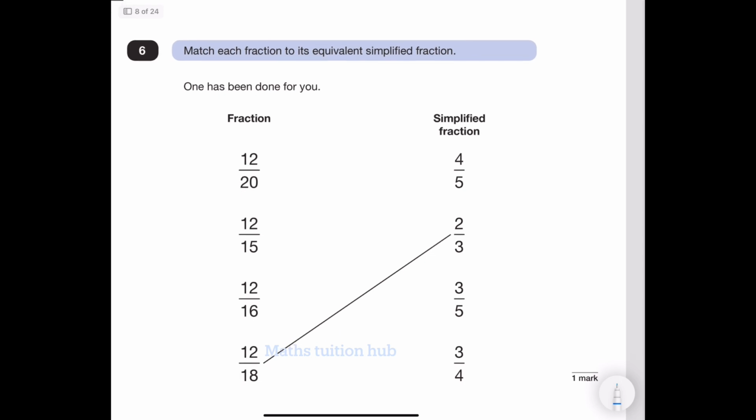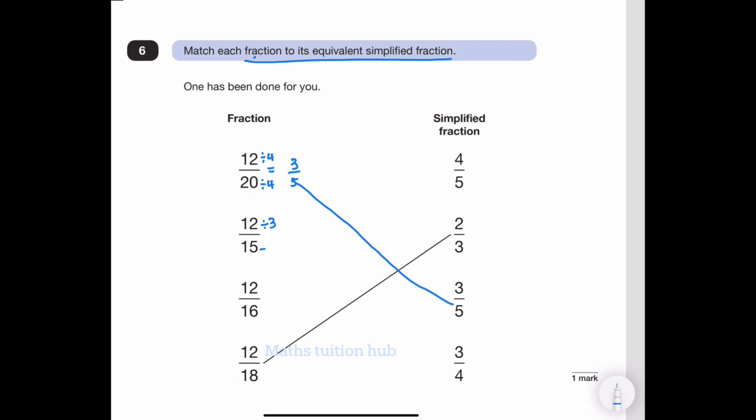Match each fraction to its equivalent simplified fraction. So we have fraction on one side and simplified fraction on the other side. So let's see how to simplify these fractions first and match with the simplified fraction. So to simplify, we need to check both numbers in the same times table. 12 and 20 are in 4 times table. If you divide by 4 each, that will give us 3/5. So match 3/5 on the other side.